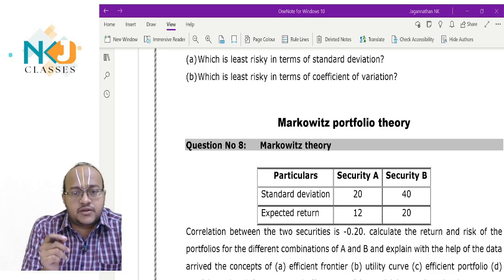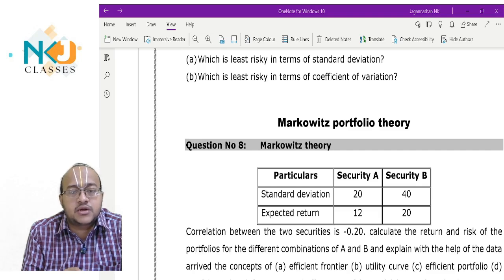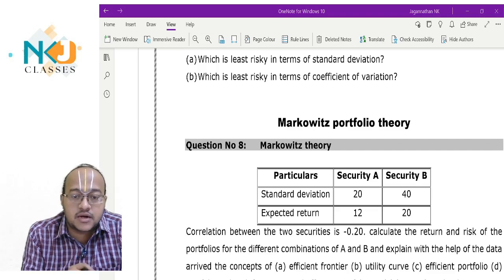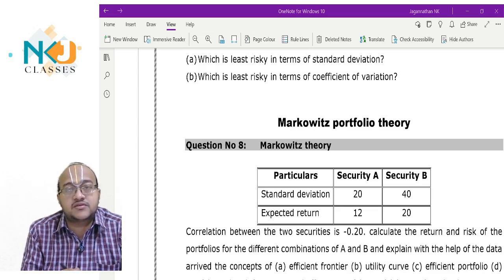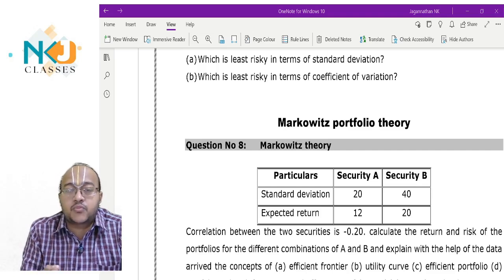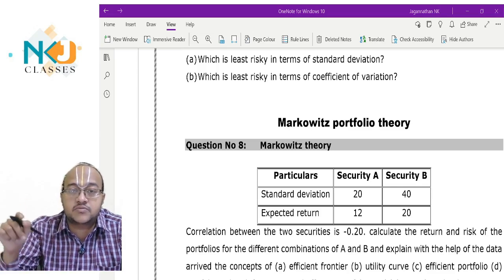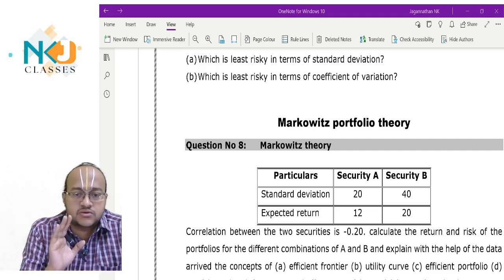And when the correlation is perfectly negative, we found the proportion in which the securities in the minimum variance portfolio can be arranged in such a manner that the risk can be reduced even to 0. What is that? Proportion of x is equal to sigma y by sigma x plus sigma y, and proportion of y is equal to sigma x by sigma x plus sigma y. These things we saw, correct?